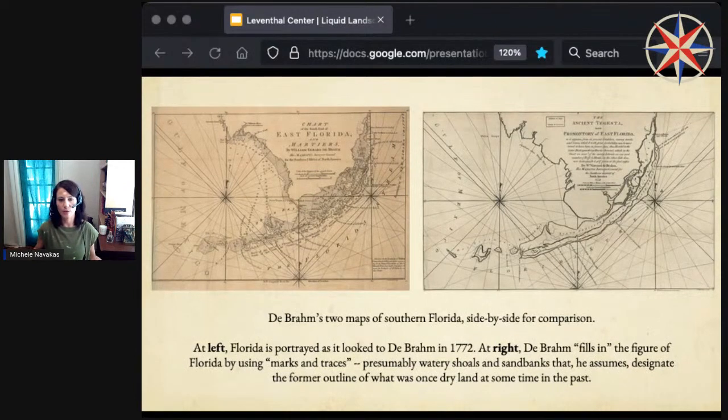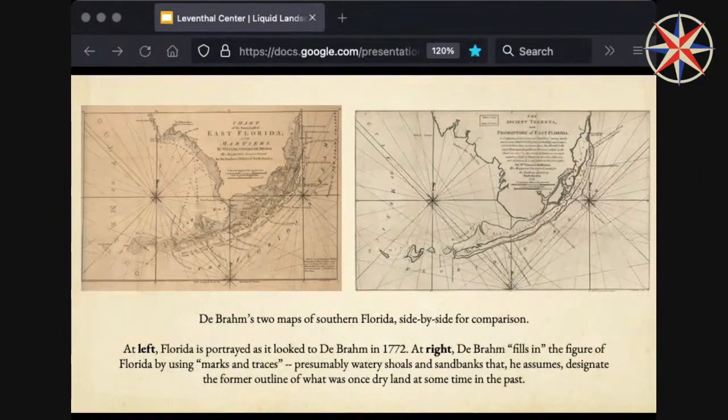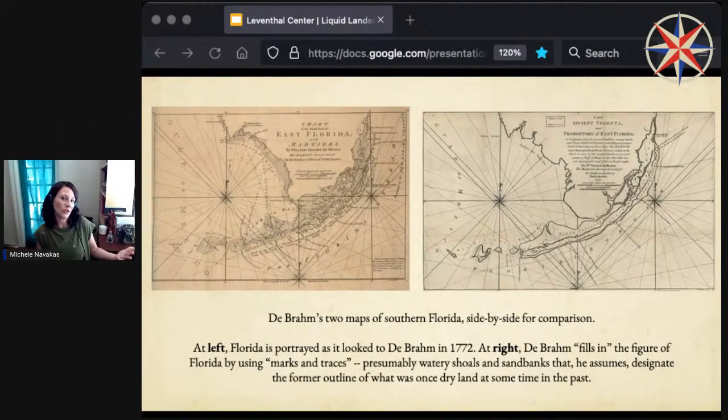At any rate, when we view the two maps together, Florida appears to dissolve before our eyes. In the map at left, the shaded areas are presently submerged lands that were, at some point in the past, dry ground, which de Brahm fills in on the map at right. So together, the maps provide a sort of geohistory of the land, a view of its changes over time. And the accompanying narrative affirms that those changes are ongoing and unpredictable.